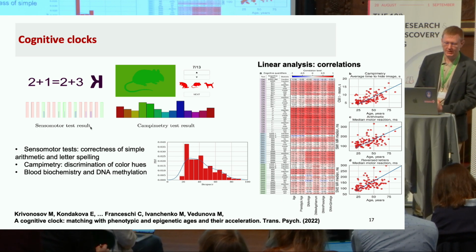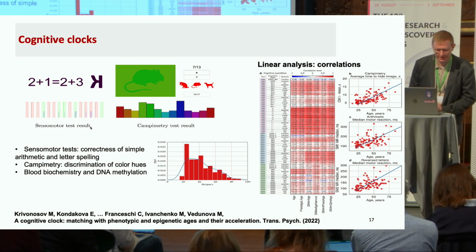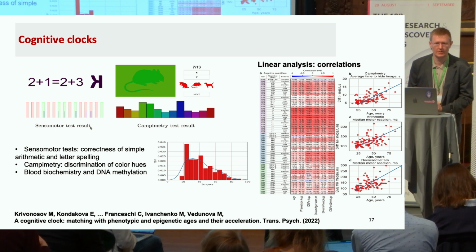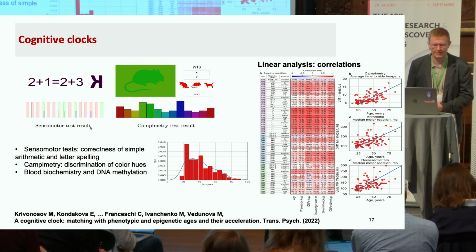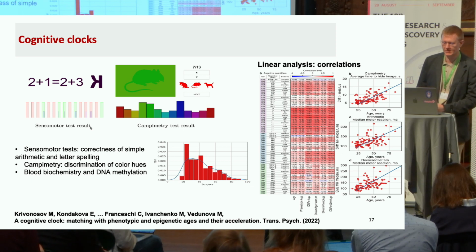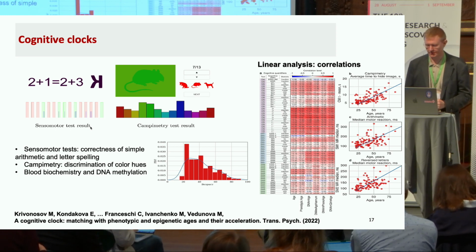They also made cognitive clocks, not by psychological measurements, but by psychophysiological measurements, including sensorimotor parameters and colorimetry, discrimination of color on the computer screen. They also combined this with blood biochemistry and DNA methylation clocks, and provided a very accurate clock for our cognition.